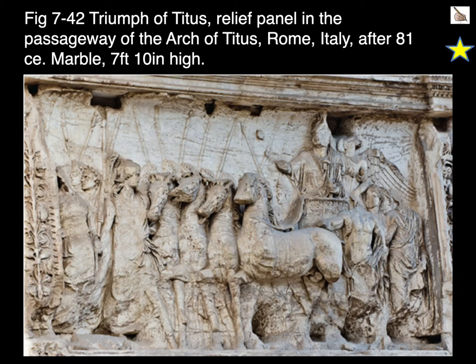Triumph of Titus. Victory crowns Titus in his triumphal chariot. Also present are personifications of honor and valor in this first known instance of the intermingling of human and divine figures in a Roman historical relief.